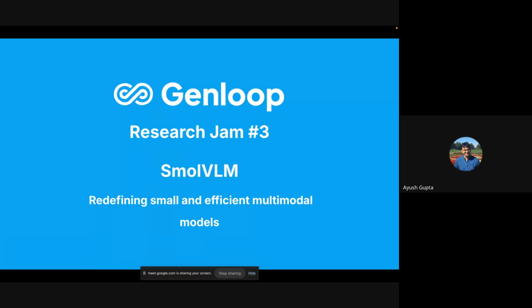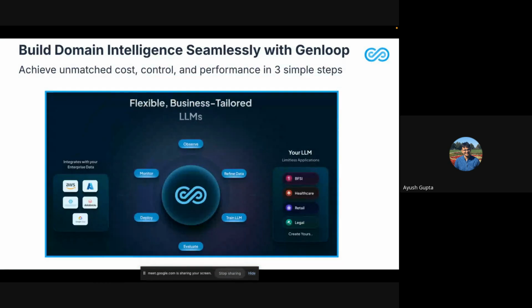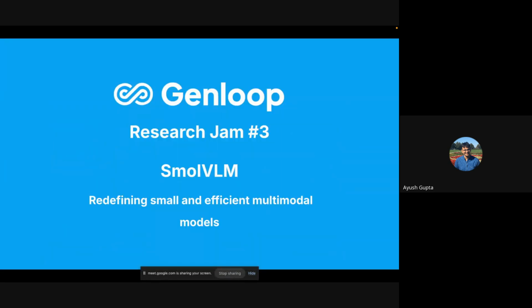Perfect. Yeah, so let's start. Welcome everyone to Genloop Research Jam 3. Here we'll be covering SmolVLM. It's a series of models released by Hugging Face on how to build small sized vision language models, and the technical report associated with it. So we'll be covering it. We'll be trying to learn from the experiments that they conducted and discuss that in a free conversation.